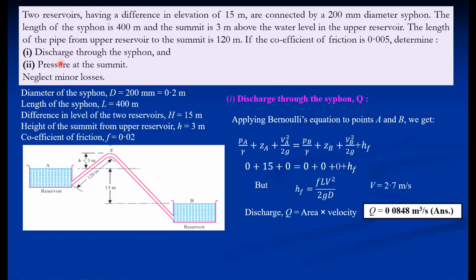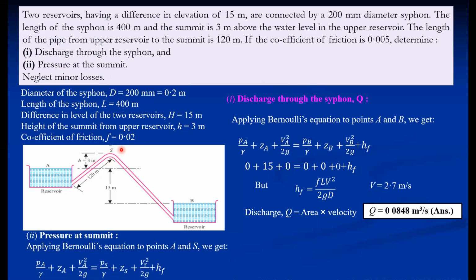So that we have written. Second, we have to calculate the pressure at this particular point. Now for that, we apply Bernoulli's equation between A and S. So applying Bernoulli's equation between A and S, we have Bernoulli's equation at this point plus Bernoulli's equation at this point plus HF. So again, all these parameters.